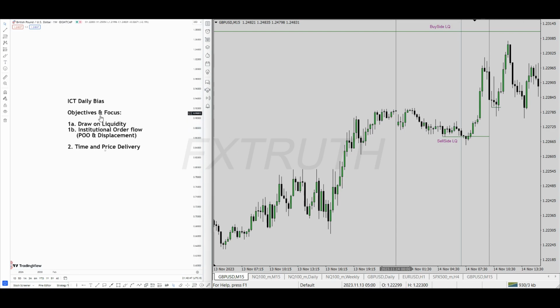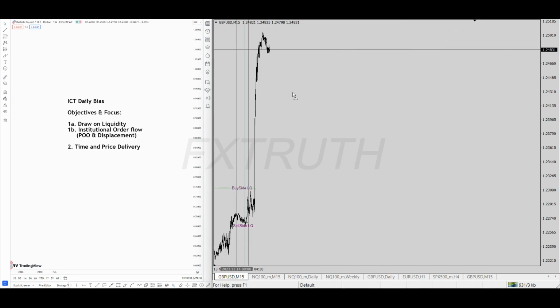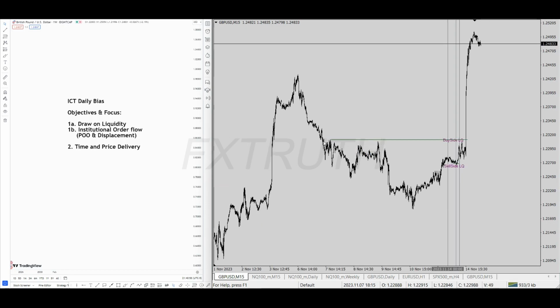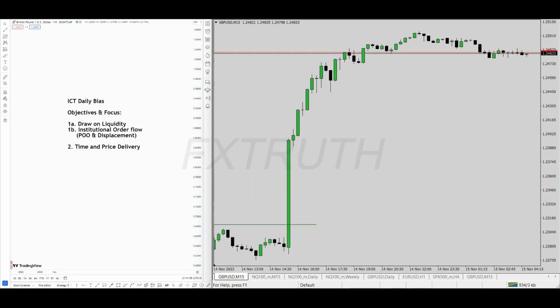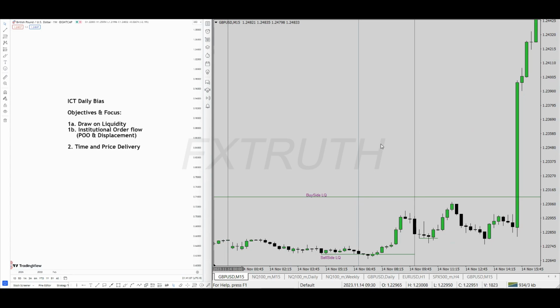The next thing is we want to see a drawn liquidity. So a drawn liquidity is this buy side liquidity. And for those of you wondering what that buy side liquidity is, it is these equal highs over here. So these equal highs are the buy side liquidity we're actually looking for. So going back into the analysis right here.